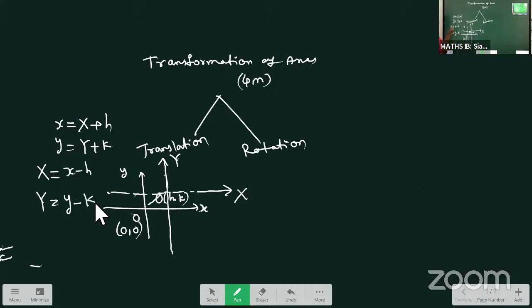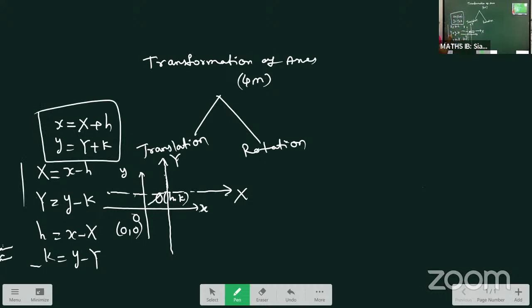Suppose you want to find the shifted origin, h and k values. So h is small x minus capital X and k is small y minus capital Y. So these are the formulas we have to learn when translation of axis is given.